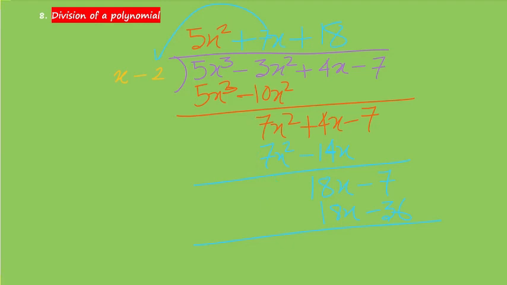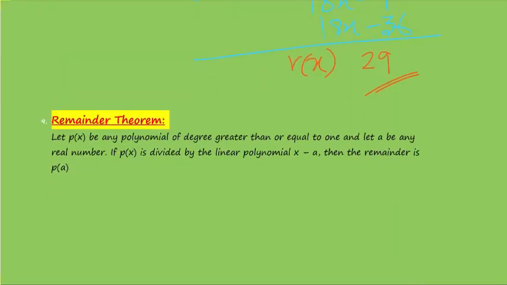Next part, what do we have? Plus 36 and minus 7, so that is equal to 29, plus 29, so that's our remainder, right? This is our R(x), this is our G(x) already given, this is the P(x), and this is our Q(x). So division algorithm, that way also you can write it. Let's move on to the next part, which is remainder theorem.